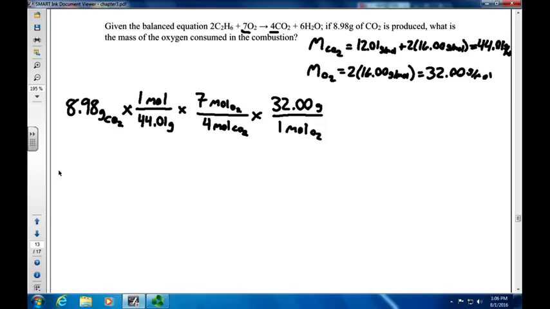Let's look at how those units cancel out. Grams of CO2 cancels with grams of CO2, moles of CO2 cancel with moles of CO2, moles of diatomic oxygen cancel with moles of diatomic oxygen, and we're left with grams of diatomic oxygen. So when you do this calculation, you know that you have the correct units. Unless you make an arithmetic error, there's a high likelihood that you're going to have the correct answer. When you do all this out, you find that 22.8 grams of O2 are consumed in this process.